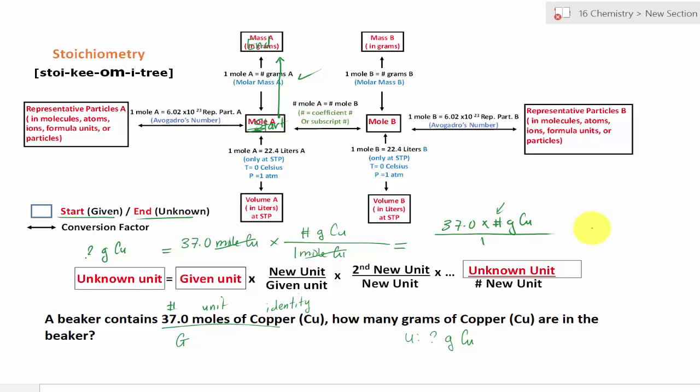But we can ignore the 1. So our answer on the Chromebook will be 37.0 times the number, grams of copper. Of course, we use x to represent our multiplication sign.